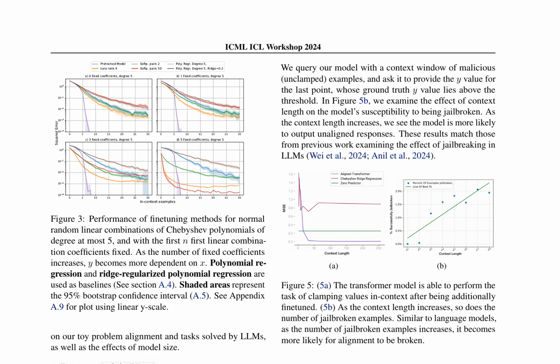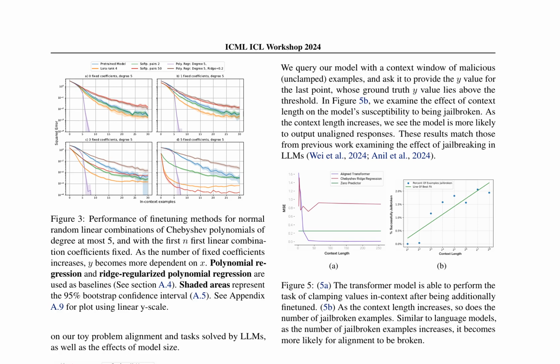The paper explores the learning of linear combinations of Chebyshev polynomials in a toy problem setting, aiming to understand and replicate phenomena observed in large language models, LLMs. The study focuses on alignment, prompting, and jailbreaking behaviors using a GPT-2-style model. In the first set of experiments, the model learns to predict linear combinations of Chebyshev polynomials with varying degrees of complexity. It outperforms baseline polynomial regression and ridge regularized polynomial regression in low data regimes, indicating better conditioning.